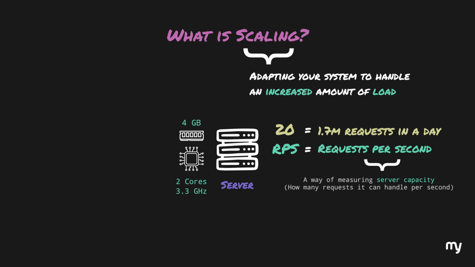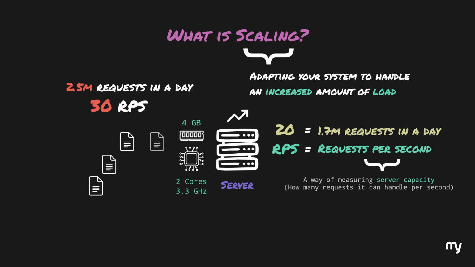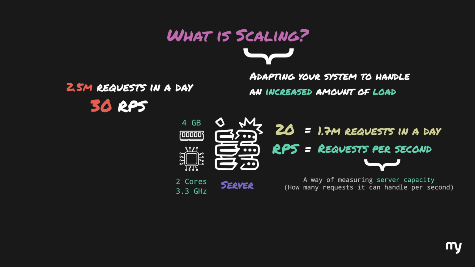Now, let's say that your application becomes quite popular and more people start to use your system. Soon, your system reaches a demand of 30 RPS or 2.5 million requests in a day. Now, this is way beyond your system's capacity. So what happens next? Your system will start to drop requests. It will become slower. And if this traffic demand continues, it will eventually crash.